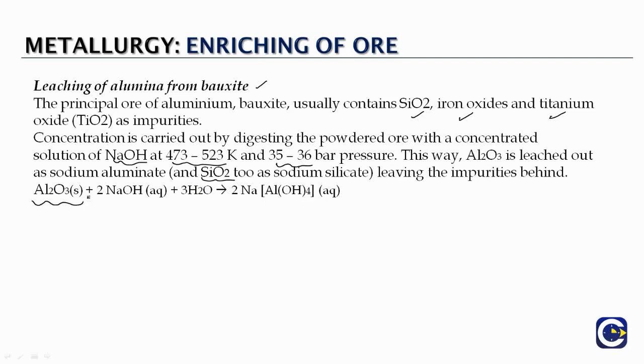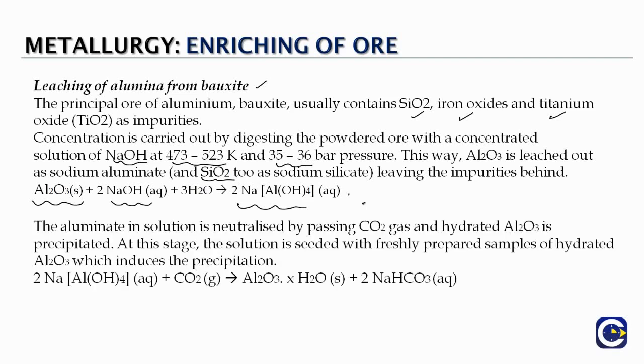So Al2O3 with sodium hydroxide will form a soluble compound, sodium aluminate. Now just keep one thing in mind, along with the sodium aluminate there is also sodium silicate which is being formed. Now we should get rid of this sodium silicate, or rather we should have a method to take the sodium aluminate out. The second step that is involved here is that the formed solution is neutralized by passing CO2 gas.